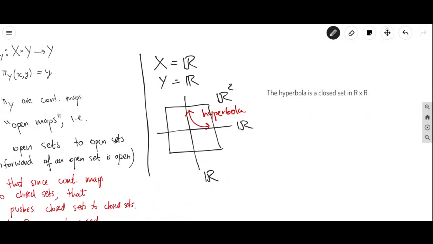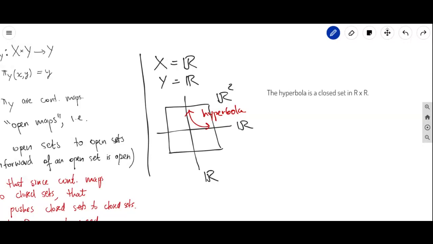Why is it a closed set? You just go back to the definition of closed. You look at the complement, and you see if it's open. So if you pick a point not on the hyperbola, let's say right over here, can you draw an open set which is contained in the complement? Yes. I know it's not a formal proof, but I think it's believable enough. The hyperbola is a closed set in R times R.